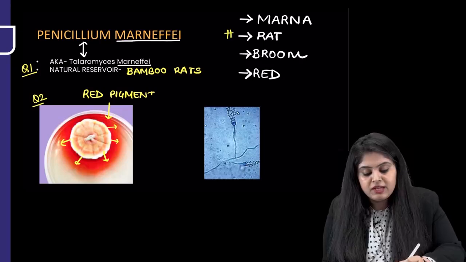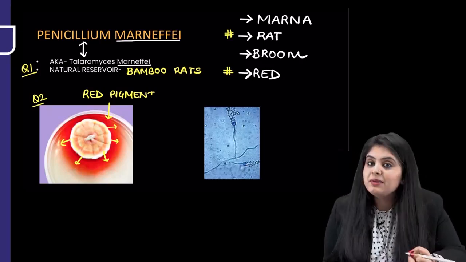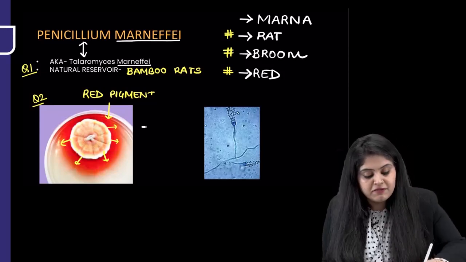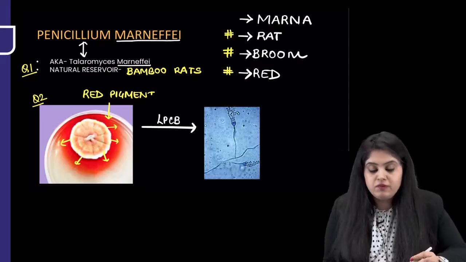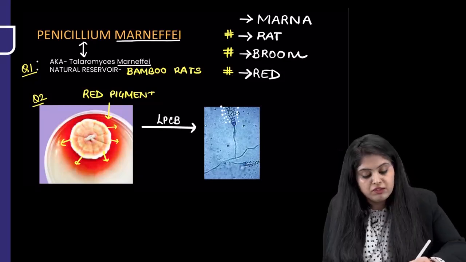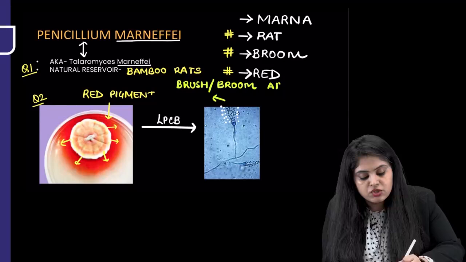So the rat story I have understood because the reservoir is the bamboo rat. The red story I have understood because the pigment is red. But where is that jhadu or broom coming from? So when I did this very famous lactophenol cotton blue testing from the culture, can you all visualize that these small conidia are arranged in the form of a brush? So please remember, there is a brush or a broom arrangement of conidia that you are going to visualize.